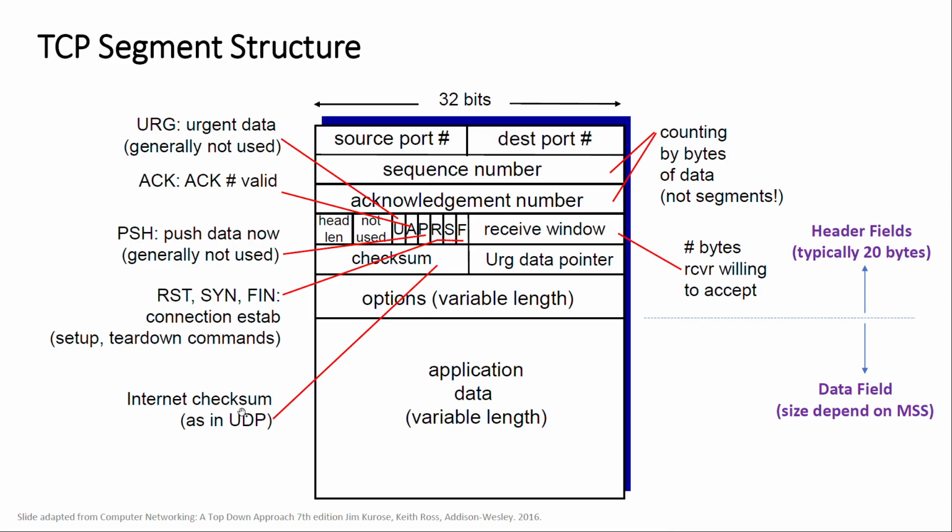At the checksum, we have the internet checksum as in UDP. The sequence number actually counts bytes of data, not segments. Here we define the receive window. It is the number of bytes the receiver is willing to accept. There's an upper bound for that. And these are header fields, typically 20 bytes. And we have the application data, which is of variable length.